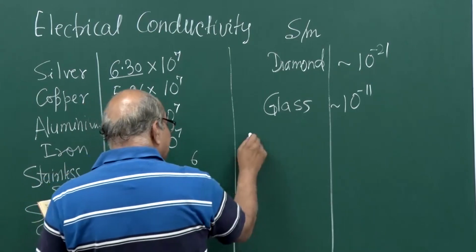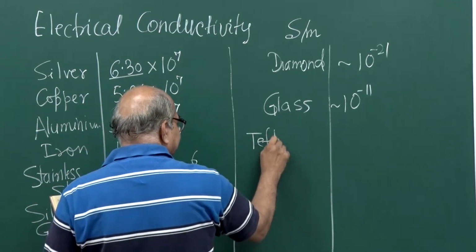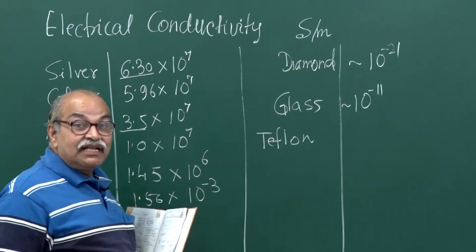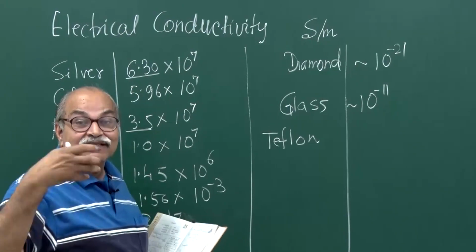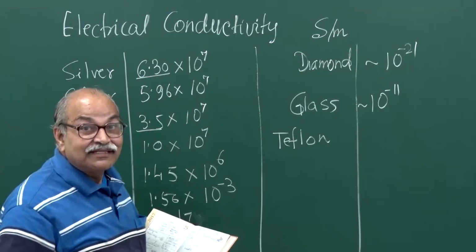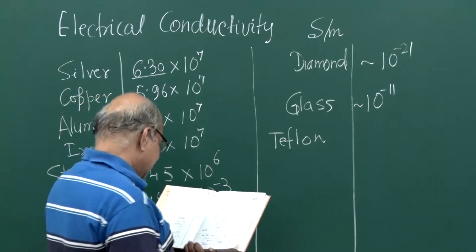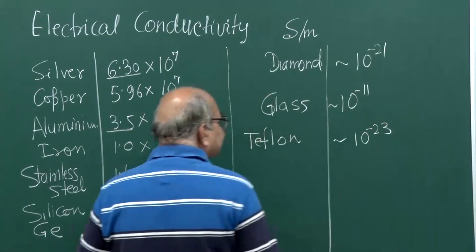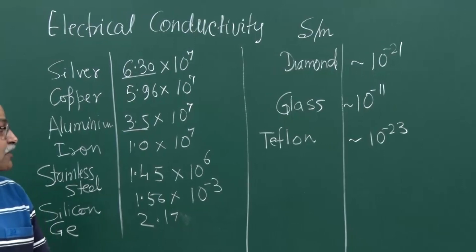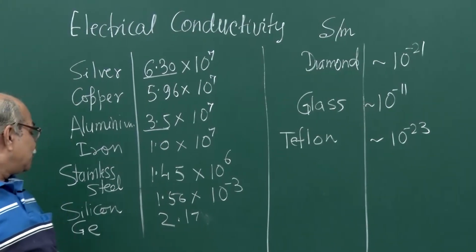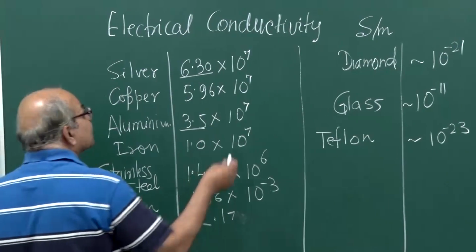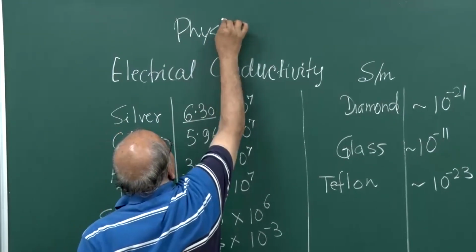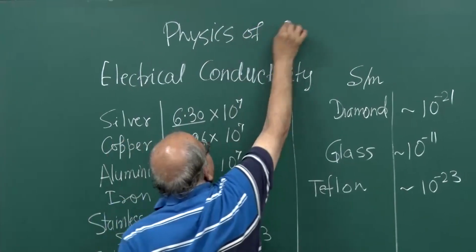And you have Teflon. Workers who work at very high voltages, their instruments are coated by Teflon, and the conductivity is of the order 10 power minus 23. So that's the kind of variation, and what we are interested in this course, the course is physics of semiconductors.